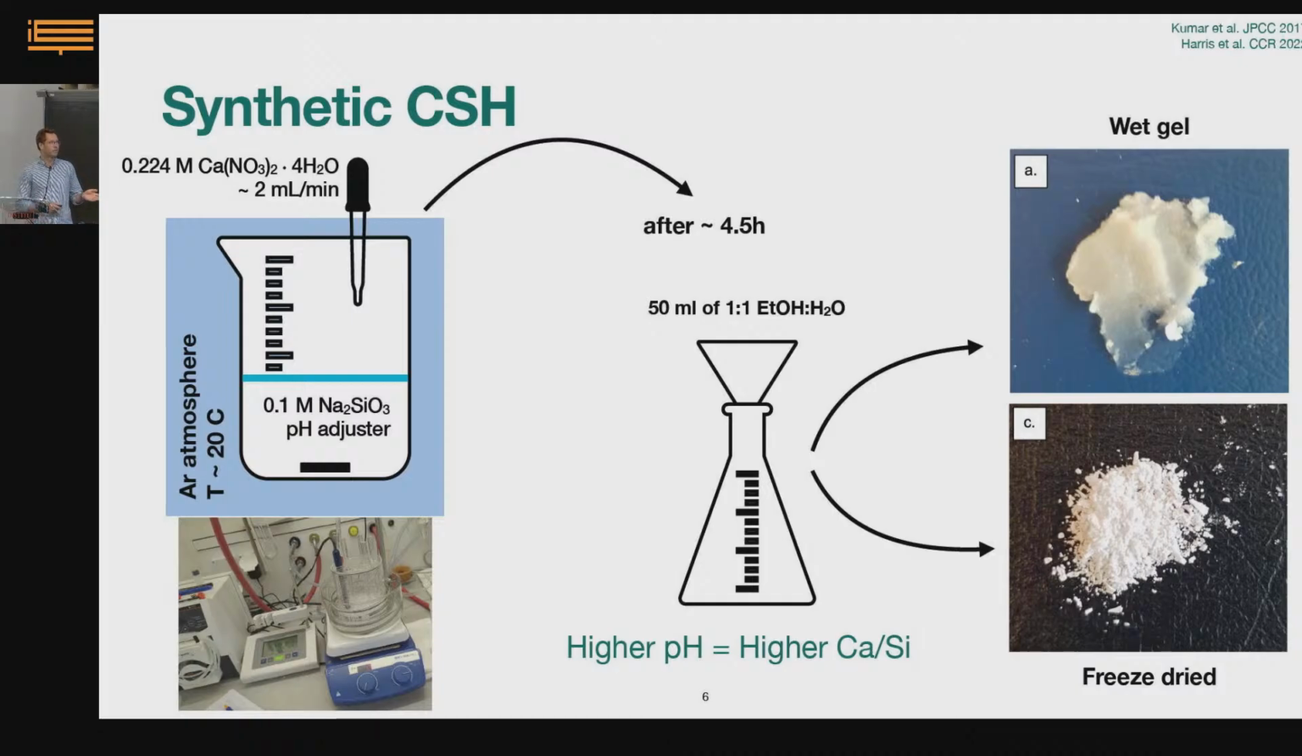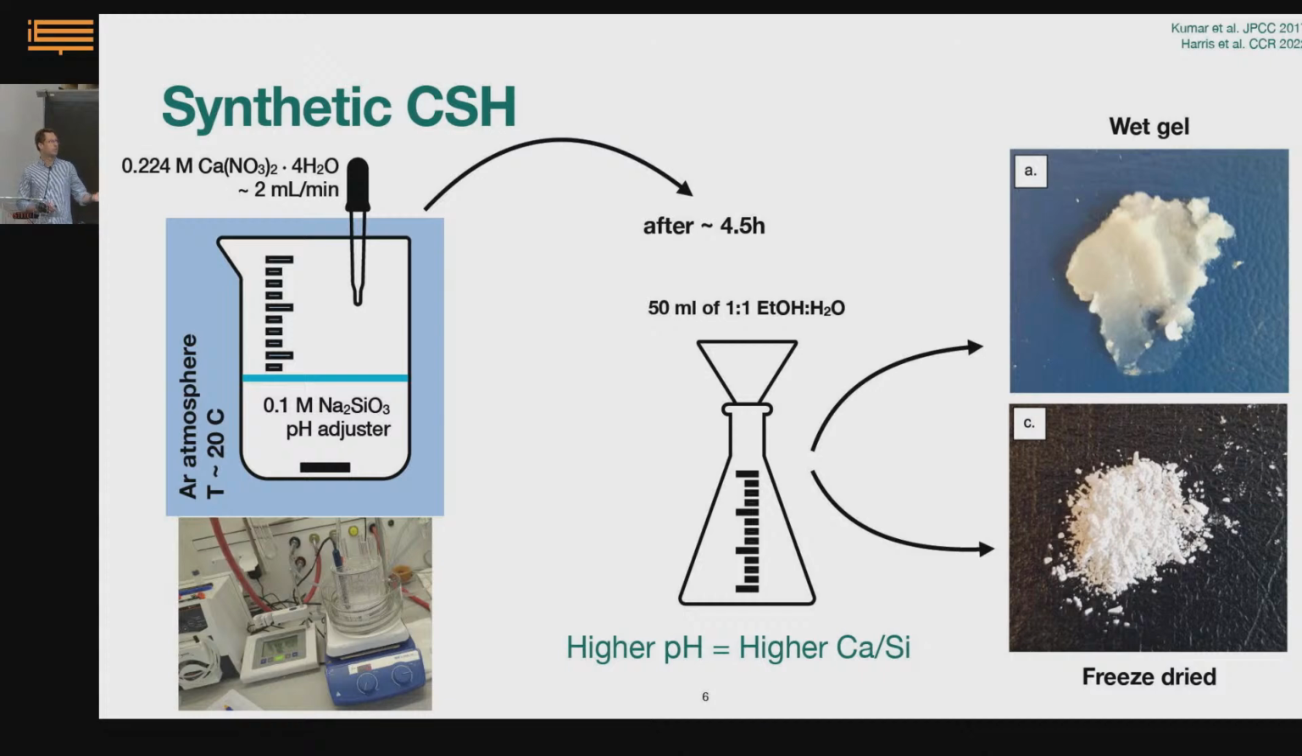You filter it, you get the wet gel, which you see here, and then you can dry it and use it for characterizations like we do. The nice thing about this is that you don't need to wait a month to make CSH, but it takes 5 hours, so 6 hours. 1 hour to measure everything, cool down the system.